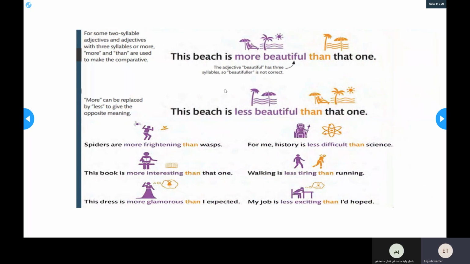Now coming to the big adjectives, or the long adjectives. For some two syllable adjectives and adjectives with three syllables or more, we use more or less plus than to make the comparative. Let's take a look. This beach is more beautiful than that one. So I didn't change beautiful. Beautiful is still the same. I just added before it more. Another time. This beach is less beautiful than that one.